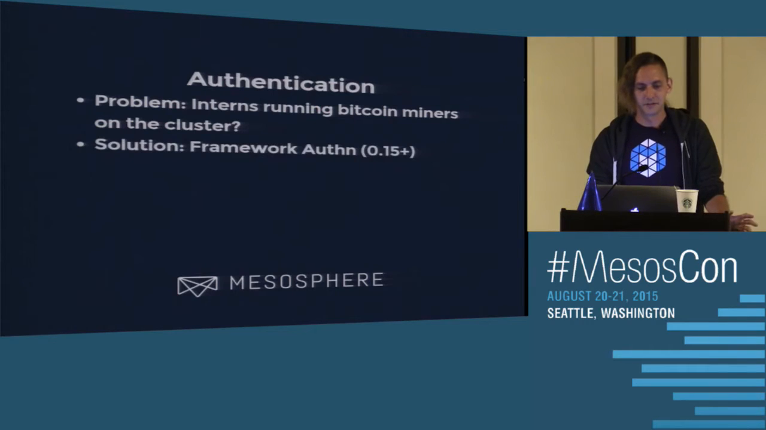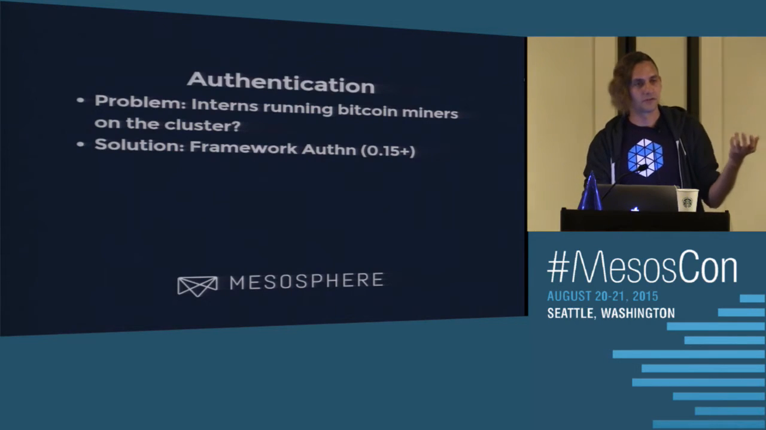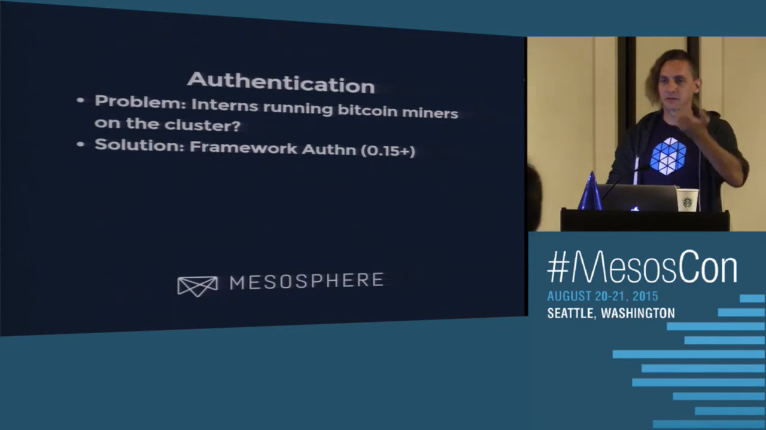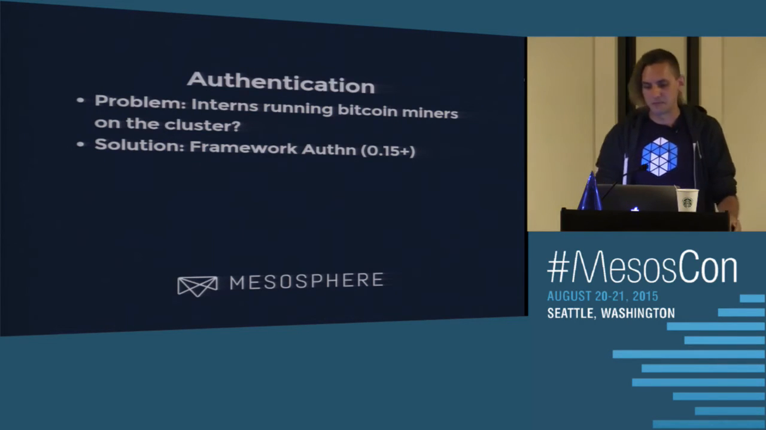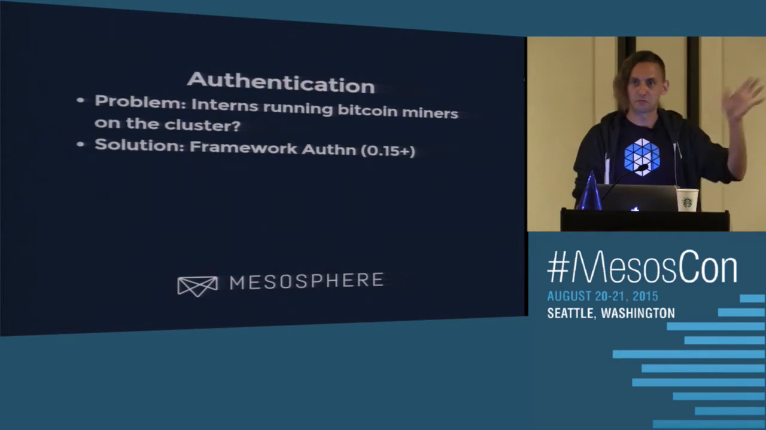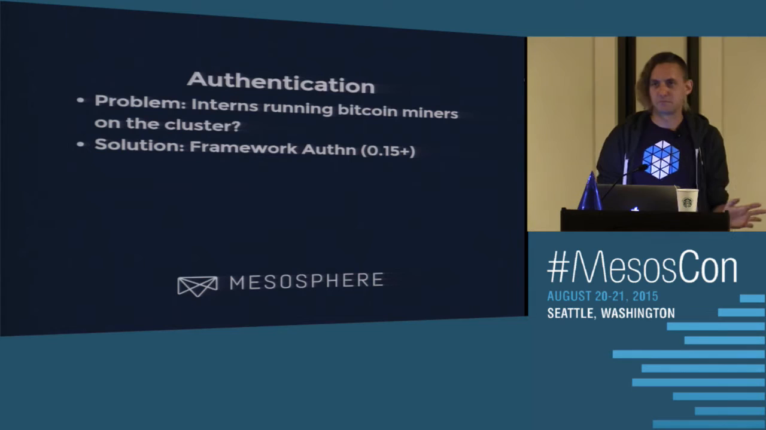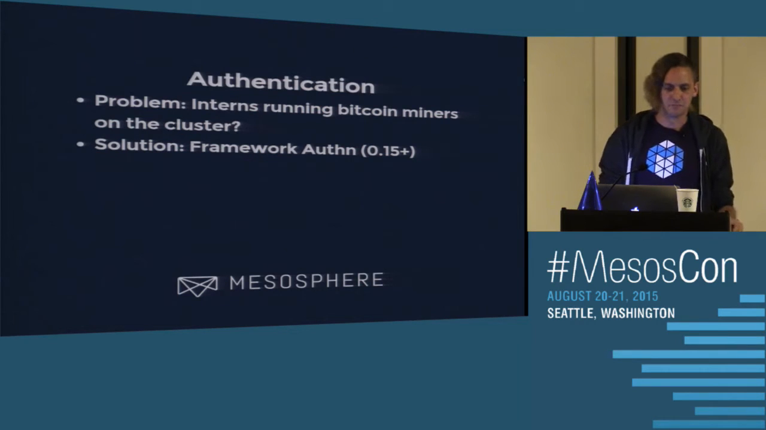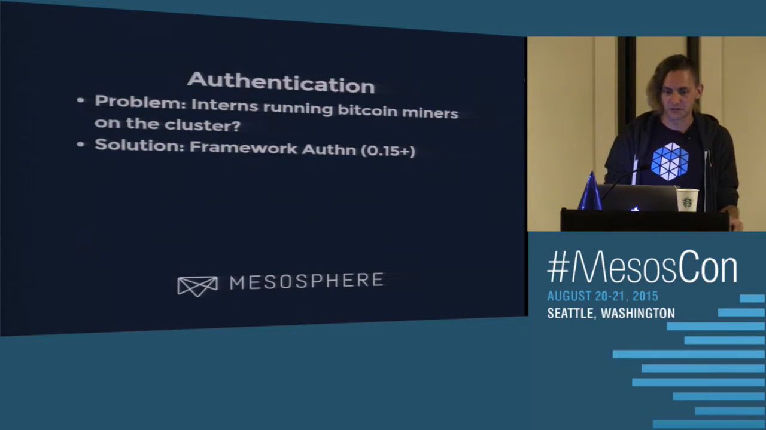So, the solution there is framework authentication. Basically setting a principal when you start the framework and communicating those credentials so the master validates that this is an allowed framework. And any frameworks that don't authenticate are rejected and don't get to register and therefore can't launch any tasks. So that's been around since Mesos 0.15. So it's been heavily tested. It's in use at several production clusters.